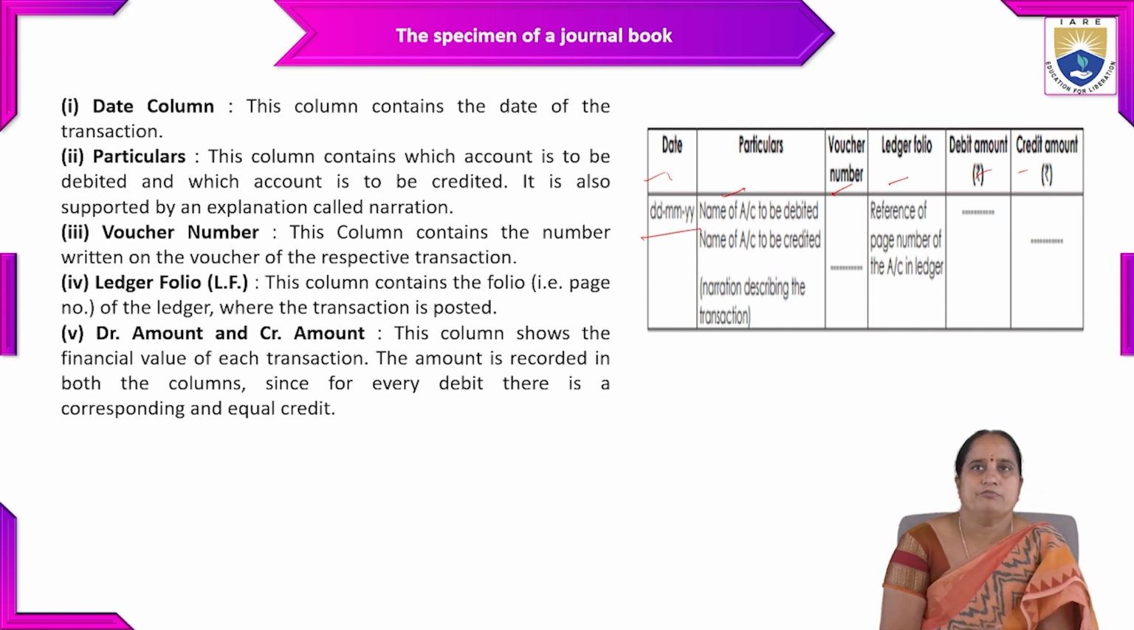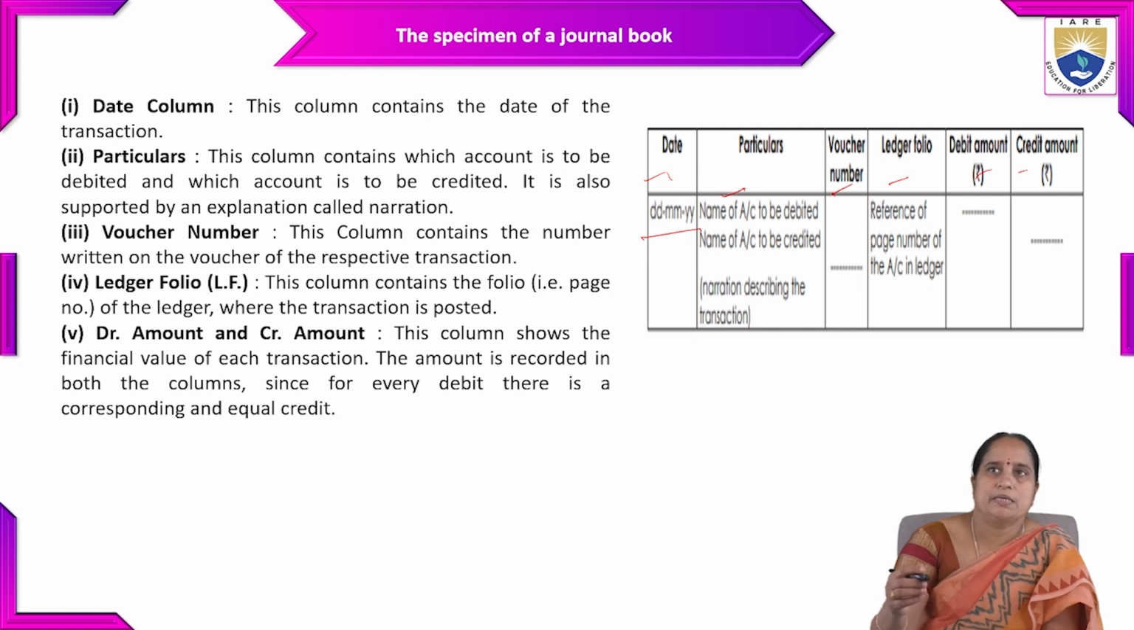Then if any kind of voucher numbers will be there, that we used to specify under voucher number. And ledger folio means this is the reference of page number of the account in the ledger, and debit amount and credit amount.